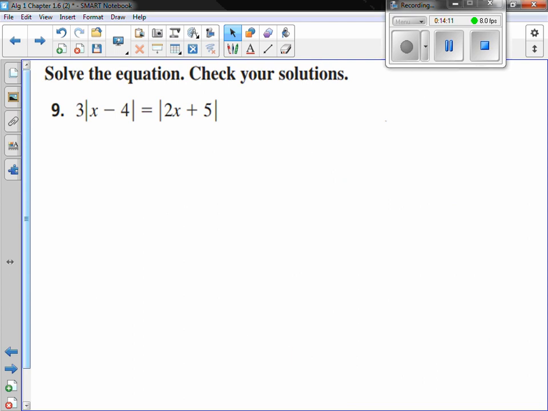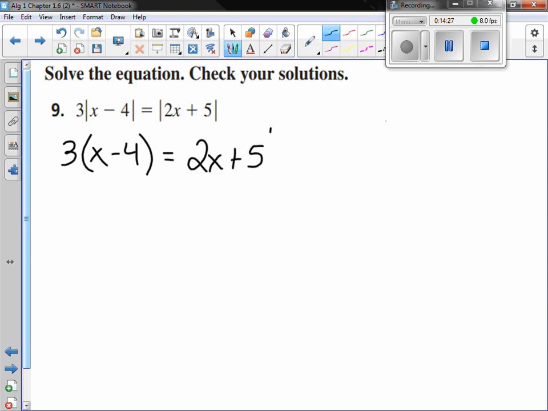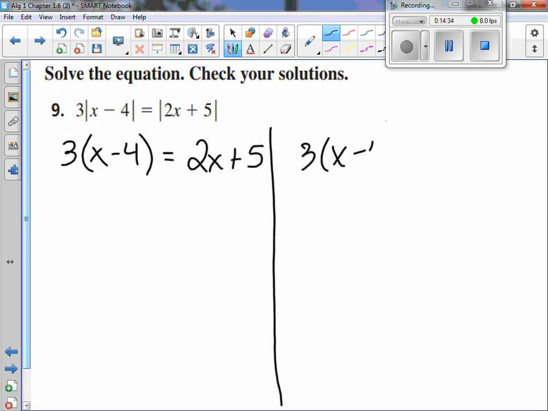Do we need to see another example of one of these? Yes? Okay. So when we look at this here, we're going to have 2 cases. This one here is going to be 3 times x minus 4. Here, we're just going to have 2x plus 5. Now, we're also going to have the negative case, yes? So here, this is 3 times x minus 4.